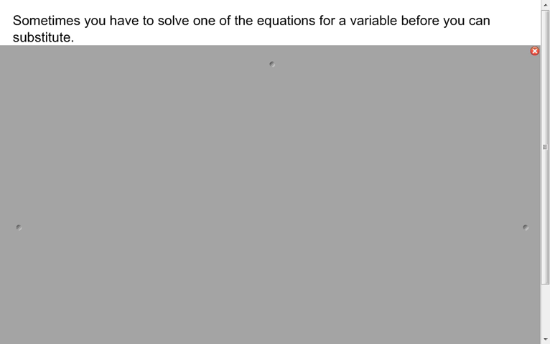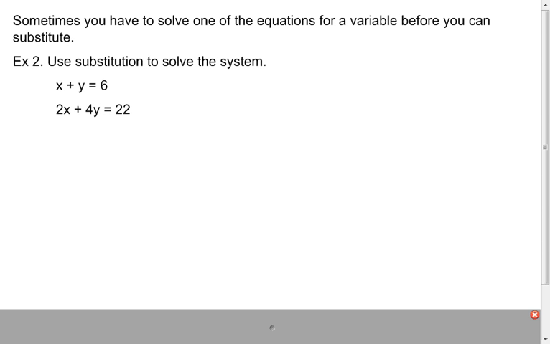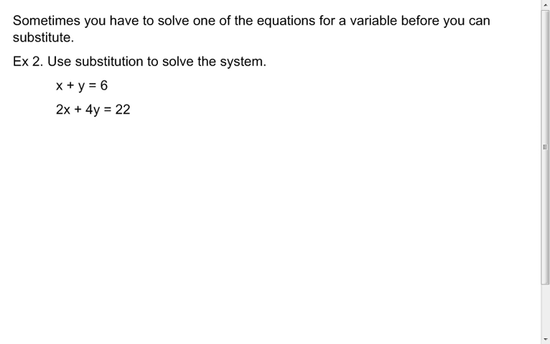Sometimes you don't have an x by itself or a y by itself. But before you can substitute, you have to get it by itself. So sometimes you have to solve one of the equations for one of the variables before you can substitute. It would be a problem like this. I don't have an x by itself, and I don't have a y by itself anywhere in this problem.